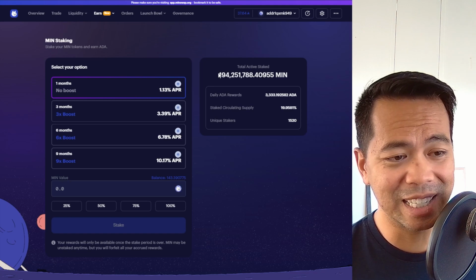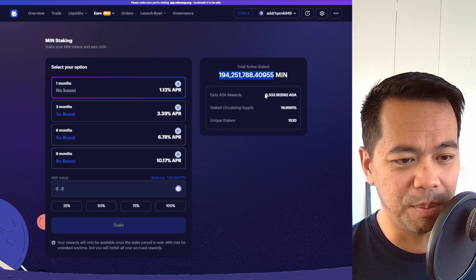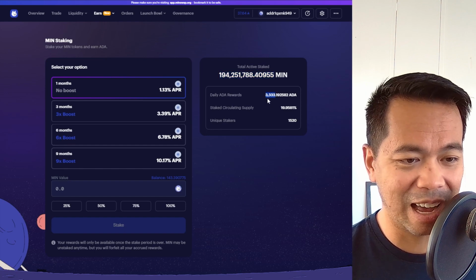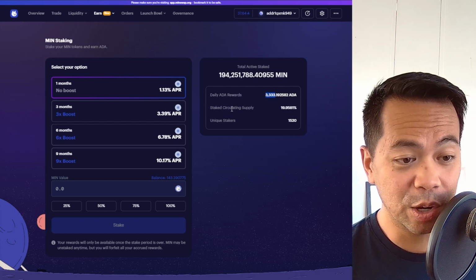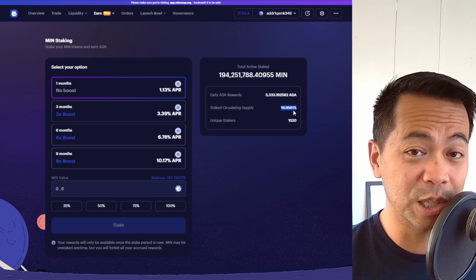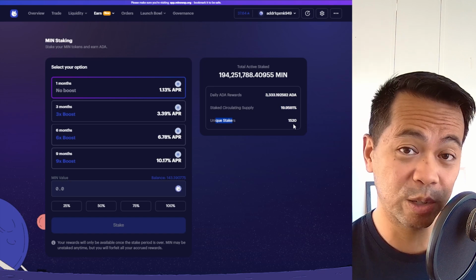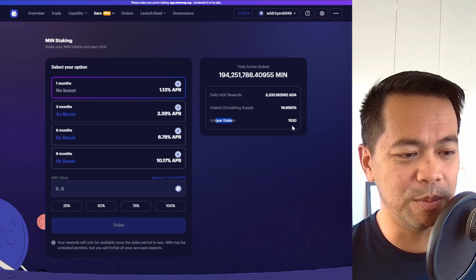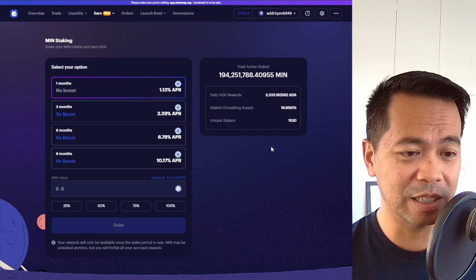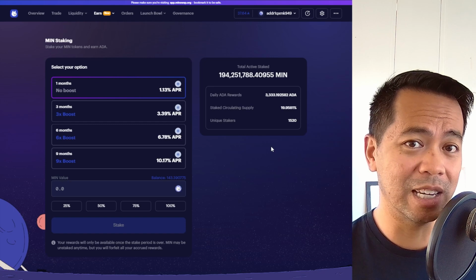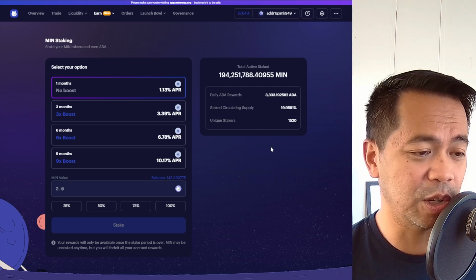There are some really interesting stats here of how many Min tokens are being staked. The daily rewards at the moment coming out of it are 3,333 ADA for all of the Min token that's being staked. The circulating supply being staked is almost 20%, and there are 1,520 unique stakers, or wallets, staking on the platform at the moment. It's a nice metric to watch to see how much of that circulating supply is now locked into the smart contracts, so not as many people will be selling these Min tokens on the market.